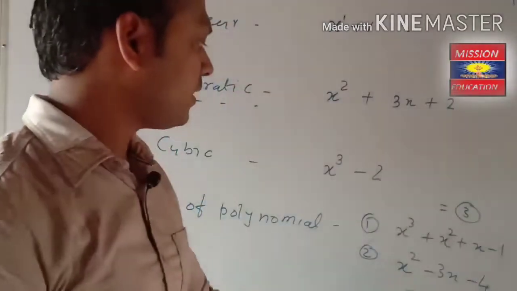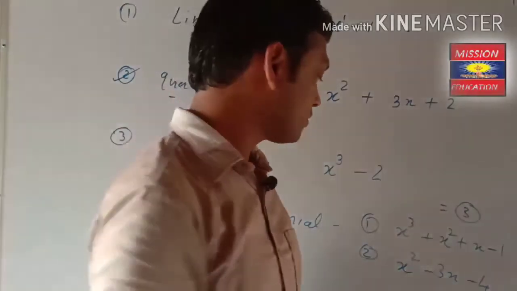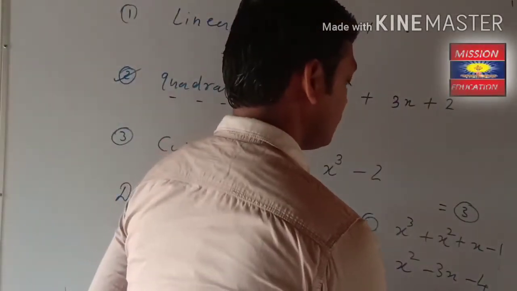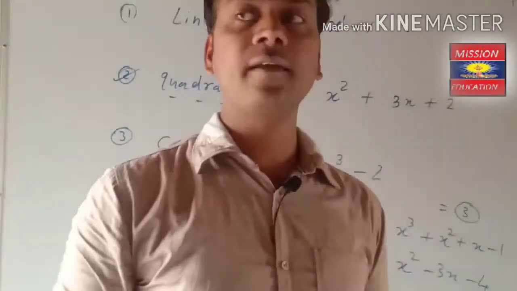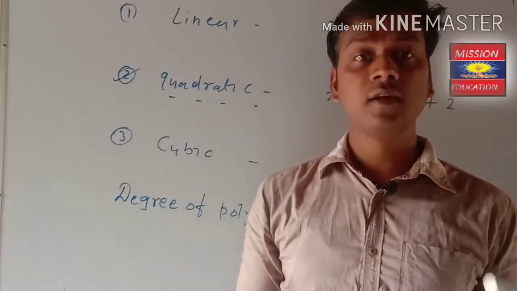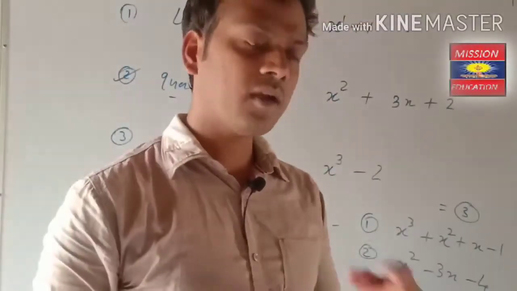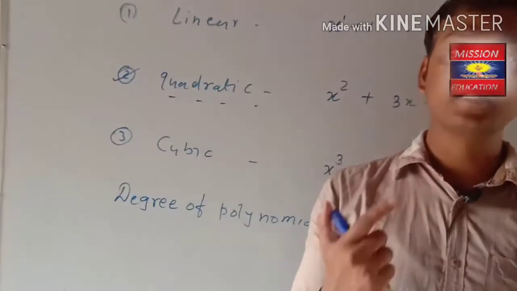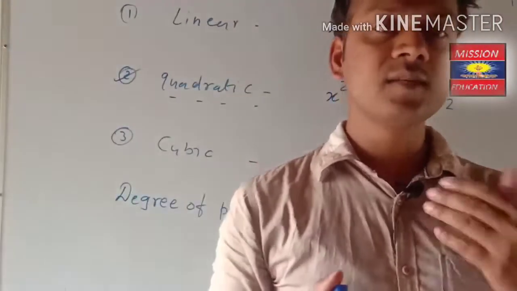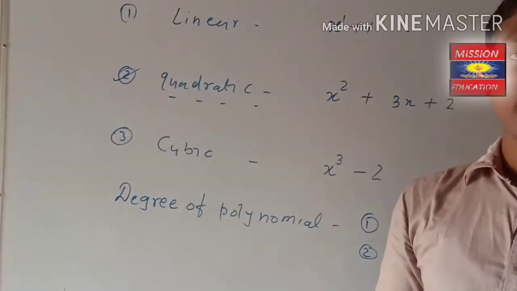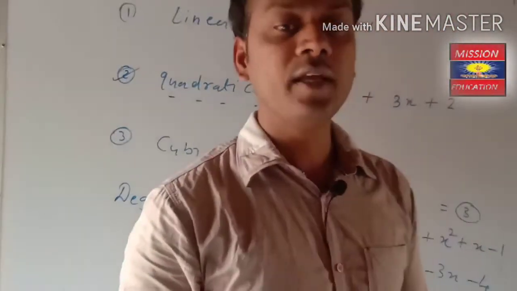In the second example, the highest power of the variable is 2, so its degree is equal to 2. So always remember what degree is: in a given equation, the maximum power of the variable is the degree of the given polynomial. It is very important for this chapter, polynomials.